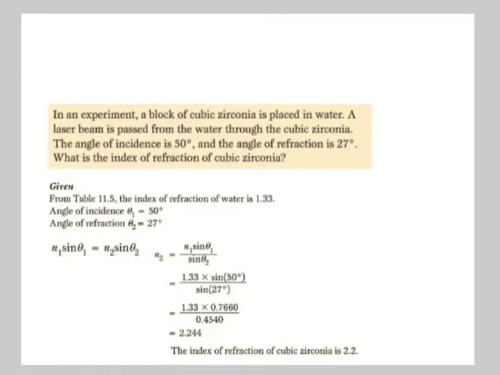So here one more example is given. In an experiment, a block of cubic zirconia is placed in water and a laser beam is passed from the water through the cubic zirconia. The angle of incidence is given, and the angle of refraction is also given. Then what is the index of refraction? So the index of refraction of water is given, theta 1 and theta 2 are given, and we have to find N2, that is the index of refraction.